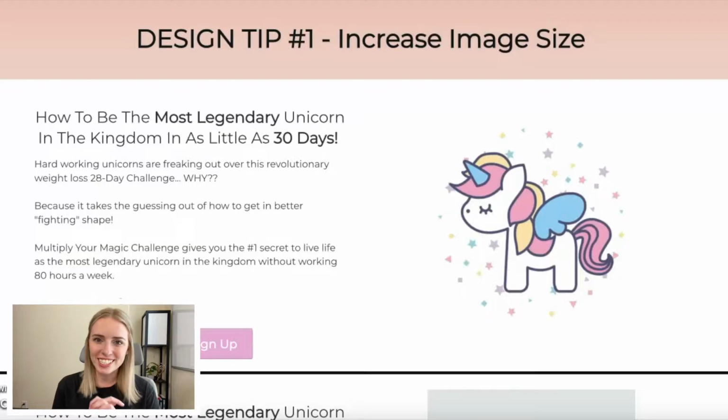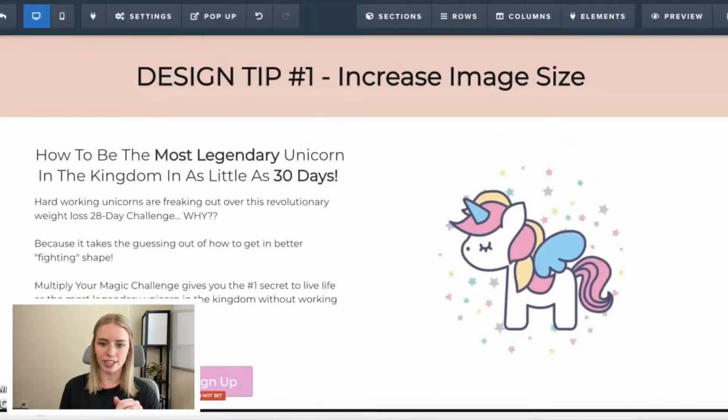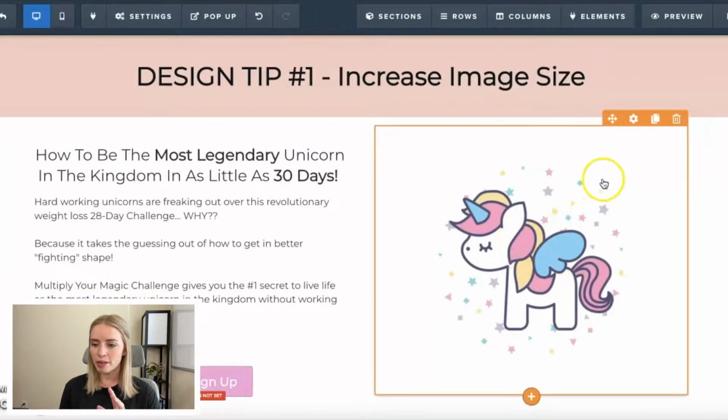All right, the first design tip that I'm going to share with you guys is increasing the image size. So here you guys can see I've got an image on the right hand side, I've got a little headline, some text, and a button. Now, let's say I want to make this image just a little bit bigger, okay? So here I am on the preview screen of my funnel. Let's go back here into the editing screen. So I've got my image, awesome.